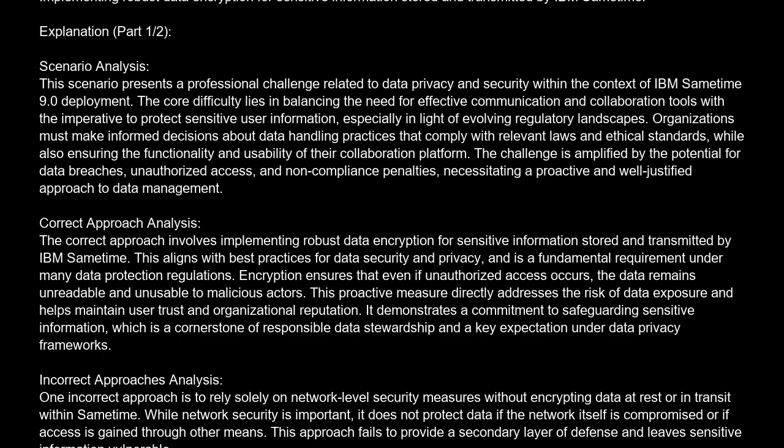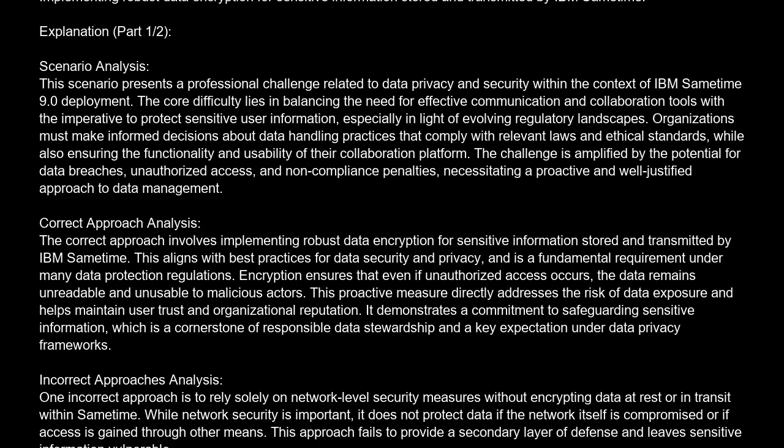Organizations must make informed decisions about data handling practices that comply with relevant laws and ethical standards, while also ensuring the functionality and usability of their collaboration platform. The challenge is amplified by the potential for data breaches, unauthorized access, and non-compliance penalties, necessitating a proactive and well-justified approach to data management. Correct approach analysis.